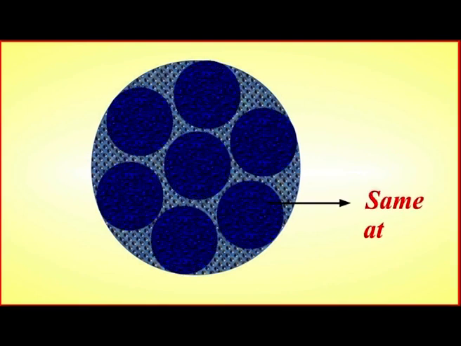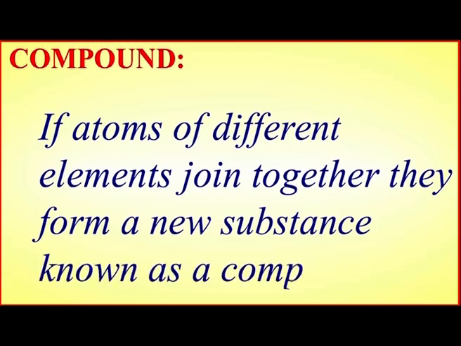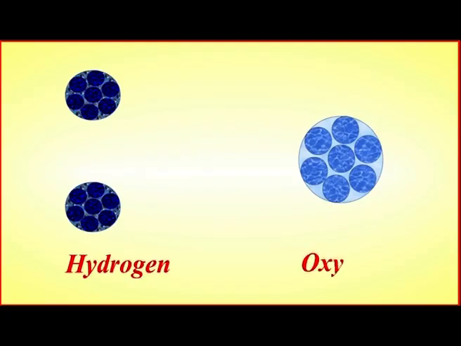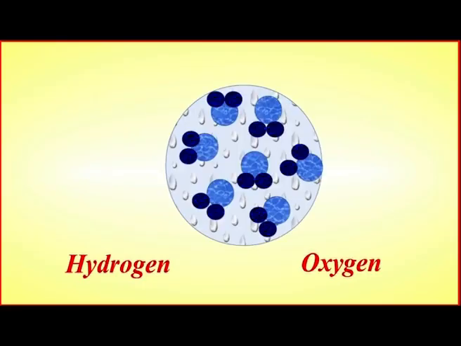Look here, my dear children, this is the element. Here, the same type of atoms are gathered together. So this is called an element. Compound. If atoms of different elements join together, they form a new substance known as a compound. Look here, my dear children, these are hydrogen elements. The atoms of hydrogen elements are the same. This is oxygen element. The atoms in oxygen element are also the same. But when these combine together, it forms a new substance called a compound.